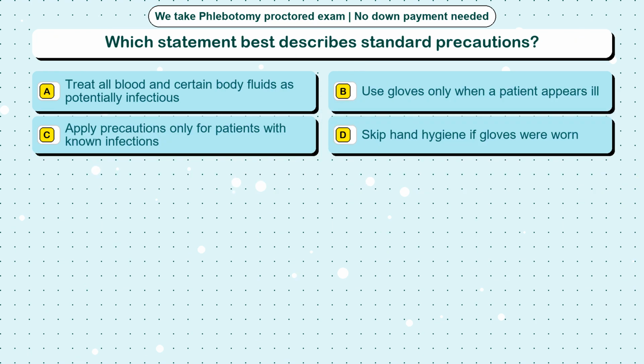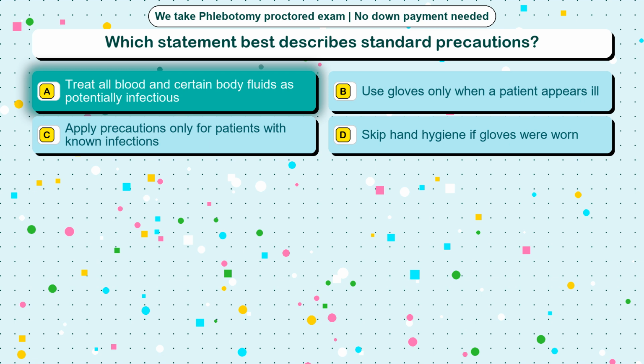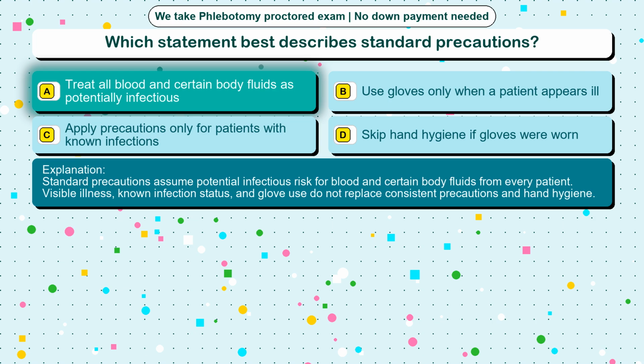Question 90. Which statement best describes standard precautions? Option A. Treat all blood and certain body fluids as potentially infectious. Option B. Use gloves only when a patient appears ill. Option C. Apply precautions only for patients with known infections. Option D. Skip hand hygiene if gloves were worn. The correct answer is option A. Treat all blood and certain body fluids as potentially infectious. Standard precautions assume potential infectious risk for blood and certain body fluids from every patient. Visible illness, known infection status, and glove use do not replace consistent precautions and hand hygiene.